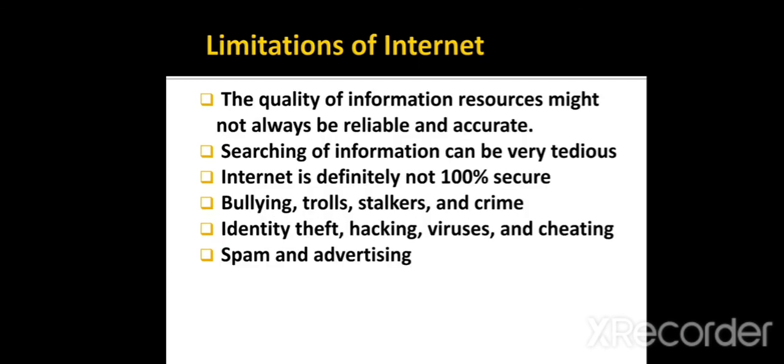Now let's see a few of the limitations of the internet that we face. The first one is that the quality of information resources might not always be reliable and accurate. Yes, see, the information that you're getting from the net might not always be true, might not always be completely reliable. Of course, there are so many websites and webmasters claiming to be experts. For example, you go for banking coaching, you have an ample number of websites, for example Bankers Adda, News 24/7 or Exam.B.